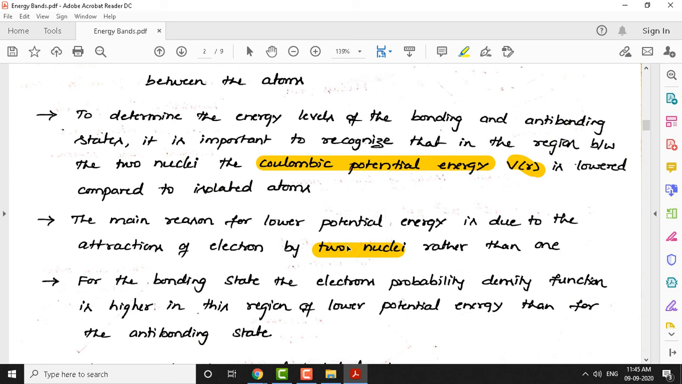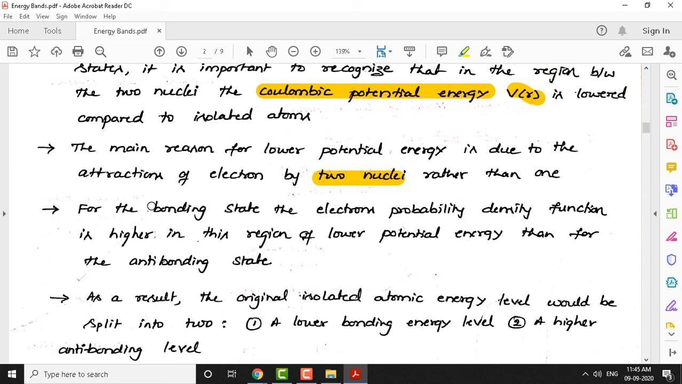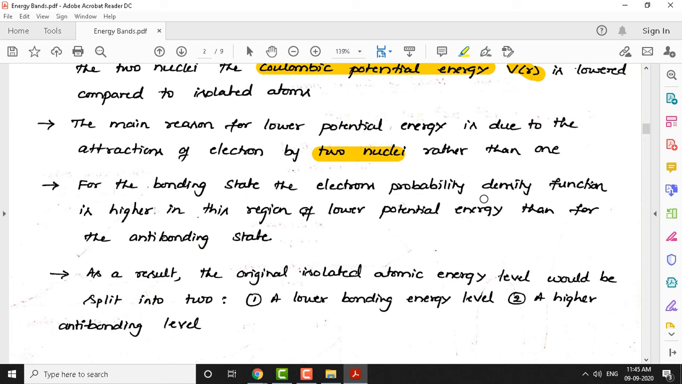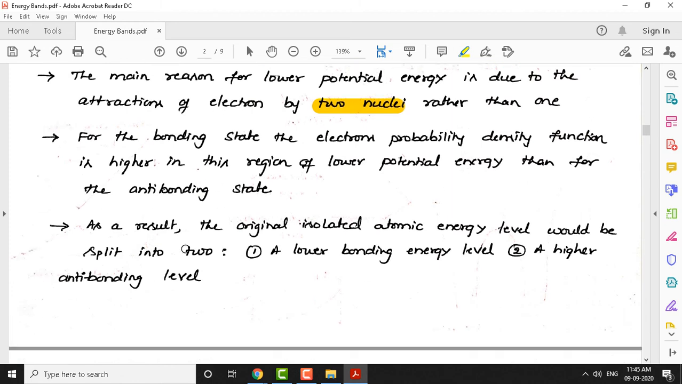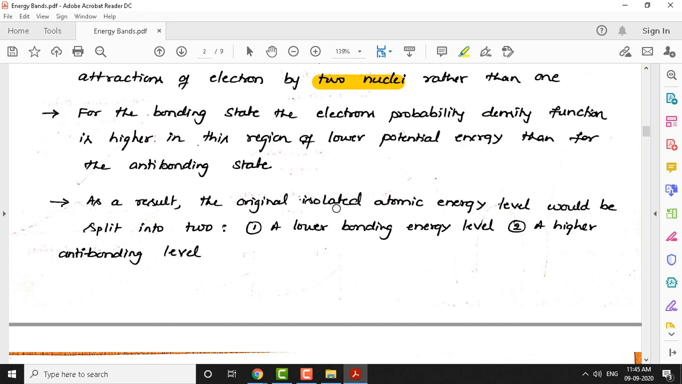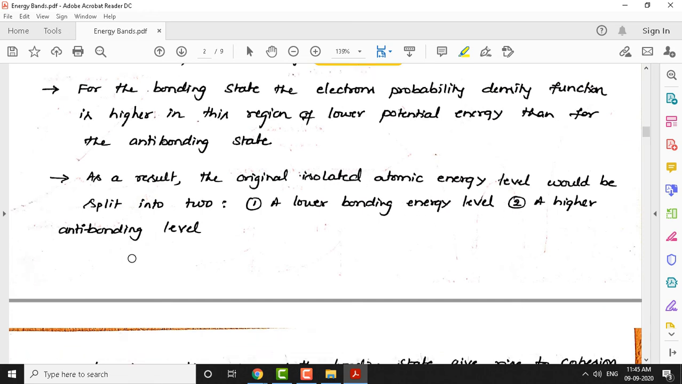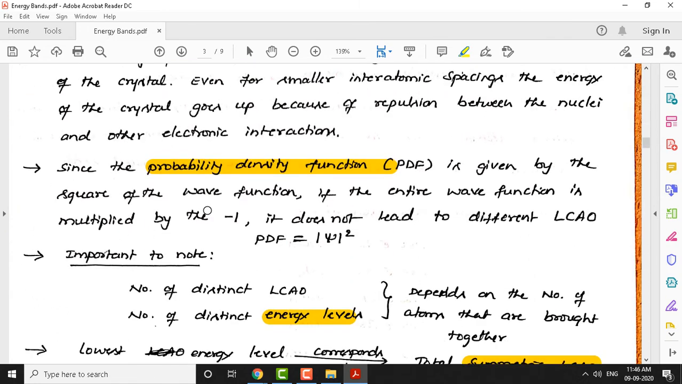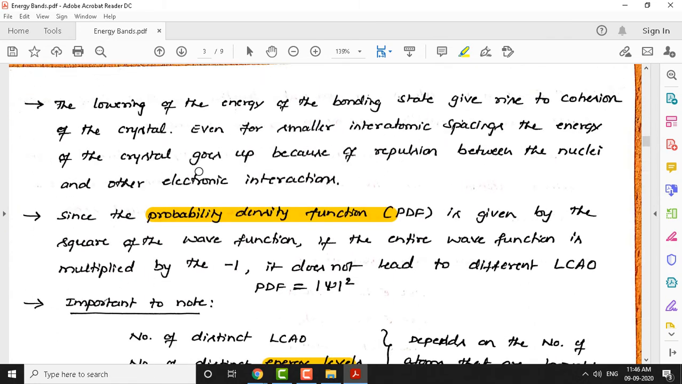This we have seen in the simulation. For the bonding state, the electron's probability density function is higher in this region, so it has lower potential energy than the anti-bonding state. This is already clear from the previous examples. As a result, the original isolated atomic energy level is split into two: a lower bonding energy level and a higher anti-bonding level. I have given a few more details related to the probability density function. Remember that our syllabus talks only about the qualitative analysis. You need not derive any mathematical equation for this.